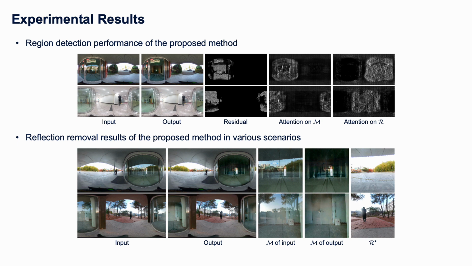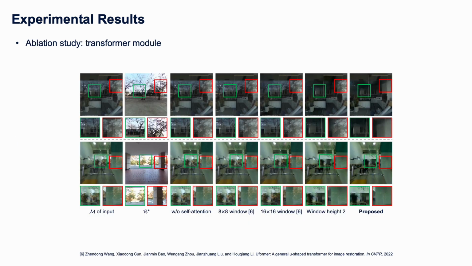Next, we validate the effect of the transformer module in the proposed design. We test 4 cases: without the self-attention mechanism, using the square-shaped window with the size of 8 by 8 and 16 by 16, and the case of a horizontal-shaped window when the height is 2. All the test cases yield low performance, both qualitatively and quantitatively.